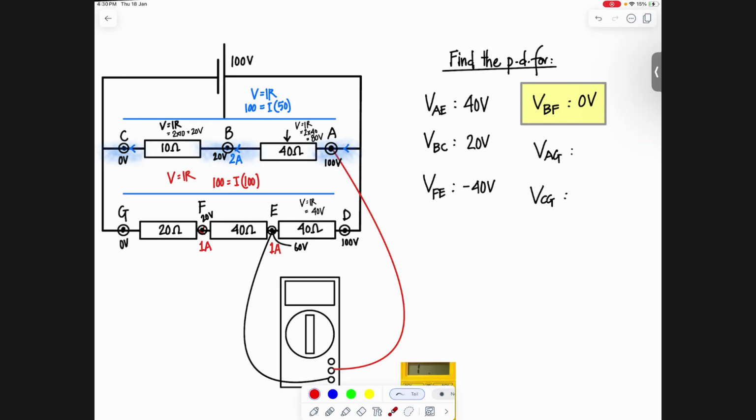Okay, somebody wanted FE hour. FE টা একটু explain করি. FE is where is FE? Yeah, so F is at 20 and E is at 60. So when you do VFE, it essentially means V of F minus V of E. My potential of F minus potential of E, or it is minus 40 volts. Okay. Can you tell me what's AG? 100 volts. And can you tell me what's CG? 0 volts. Okay. So আমি এখন তোমাদেরকে অ্যানালজিটা বুঝাই.